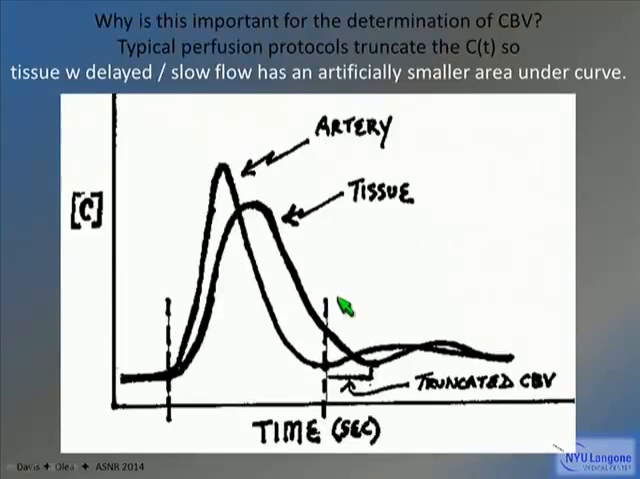Unfortunately, this creates problems when we determine our CBV indices. Typical perfusion protocols truncate the end of the CBV curve. And it does that because we look at the artery, we look at the concentration curve, and then we use that concentration curve in the artery to determine the end of circulation. The problem is, in the tissue, circulation is still going on. So what we do is cut off the end of the tissue curve whenever we look at the AIF. So slow flow or delayed flow typically has an artificially smaller area under the curve.